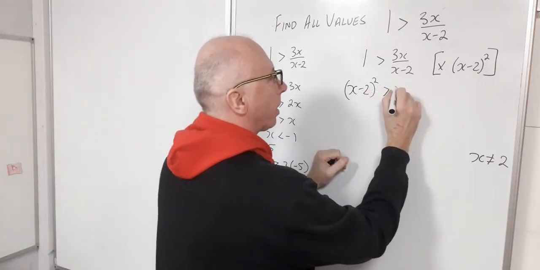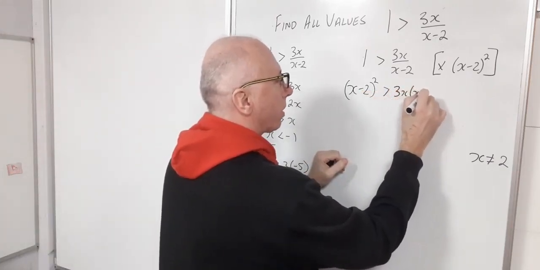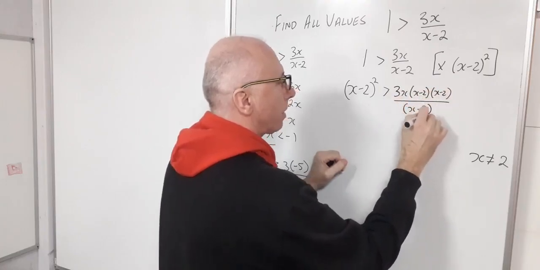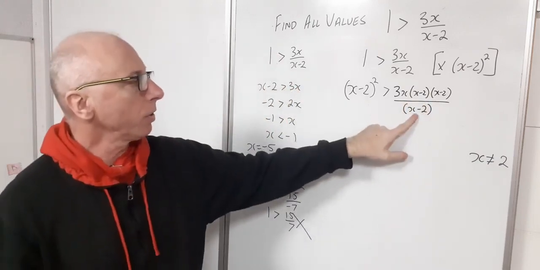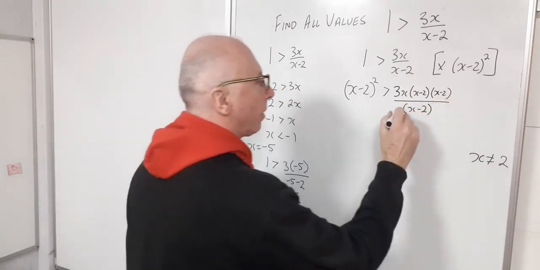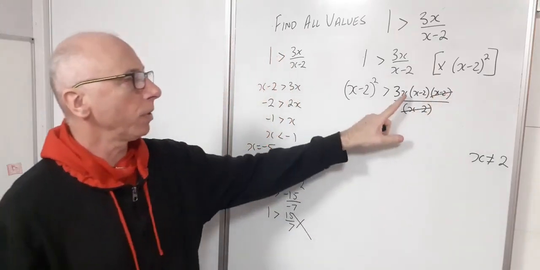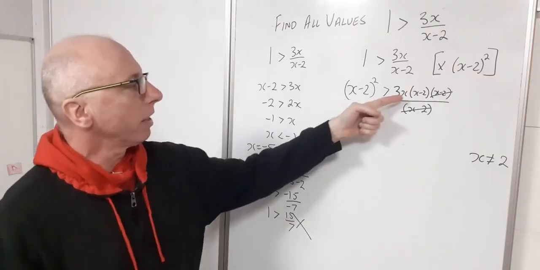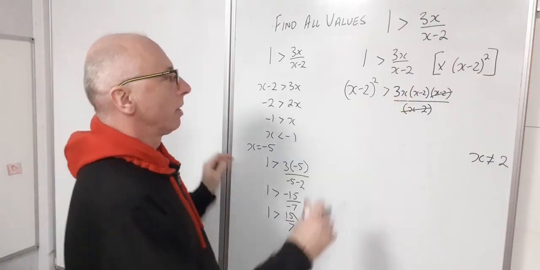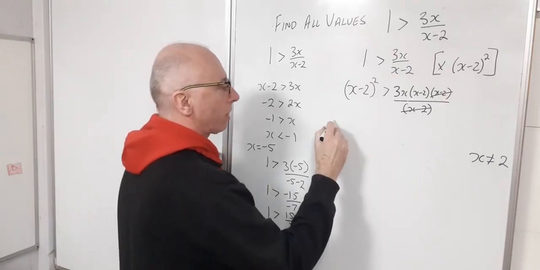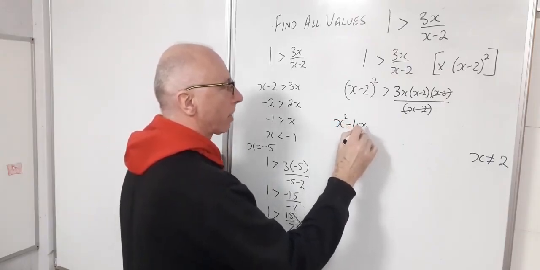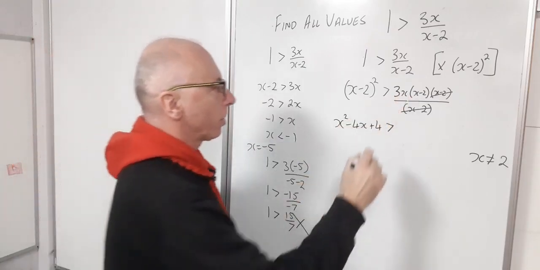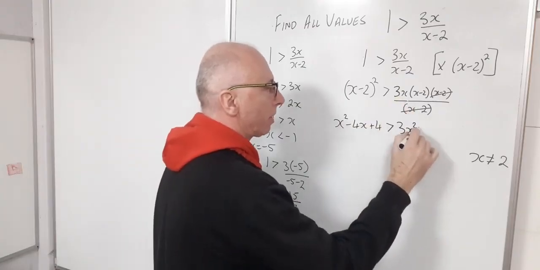If I just write it out, 3x, x minus 2, x minus 2. If I write it like that, it's going to be easy to see what's going on. So the x minus 2 in the denominator and an x minus 2 here are going to cancel out. So I'm just left with this here. So now I'm going to expand this bracket and expand this bit out here. So x minus 2 squared gives me x squared minus 4x plus 4 is greater than 3x times x, which is 3x squared, and minus 6x.